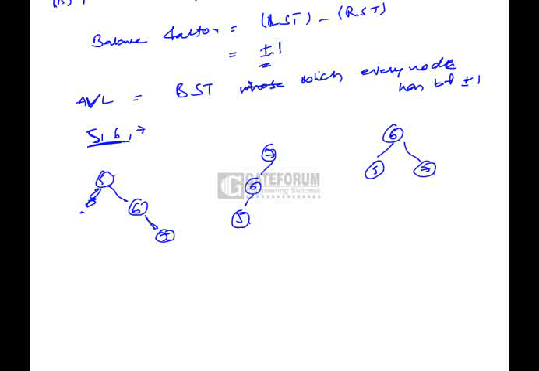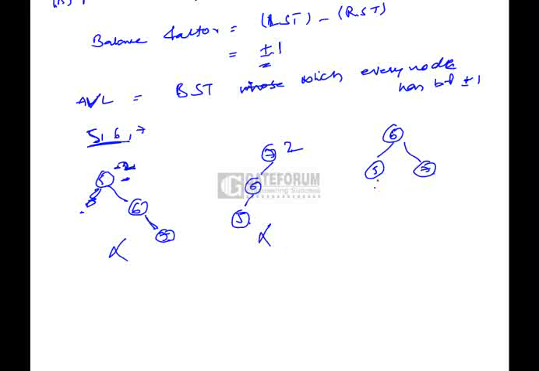So here the balance factor of 5 is minus 2. Why? Because the balance factor is the height of the left subtree minus the height of the right subtree. So here it is minus 2, so this cannot be an AVL tree and we cannot take this. It is the same case with this one also. Here the balance factor of 7 is 2, so we cannot take this one also.